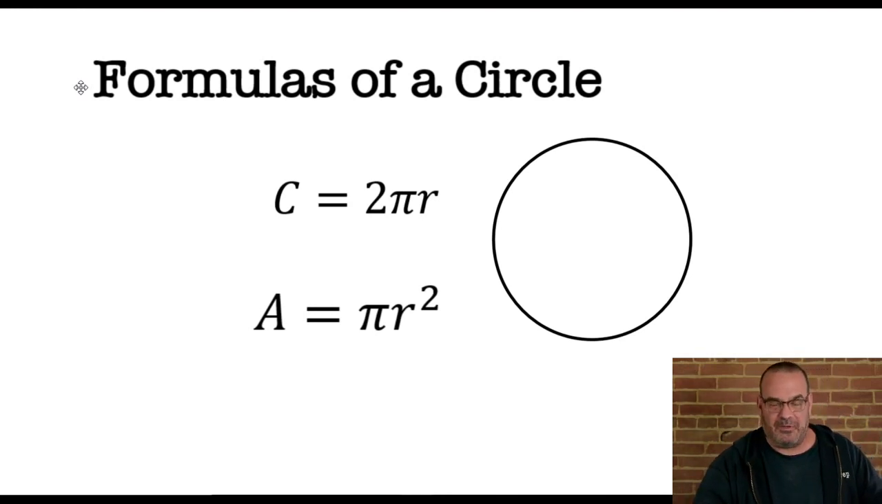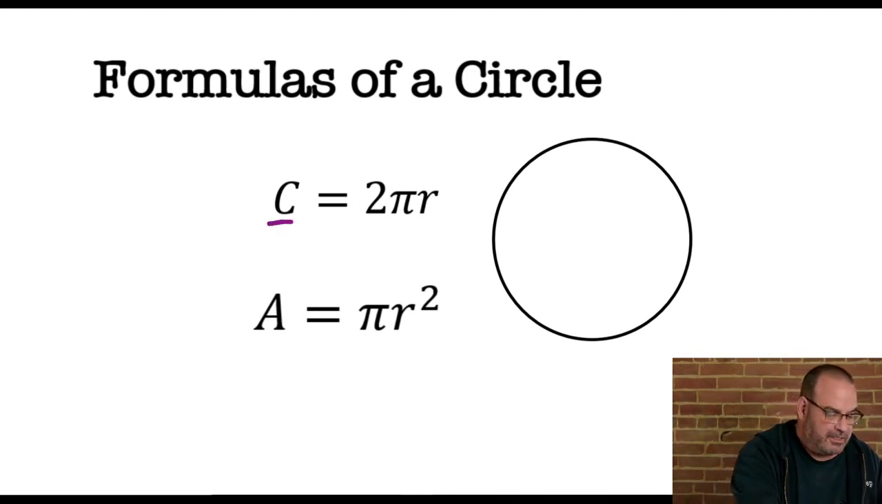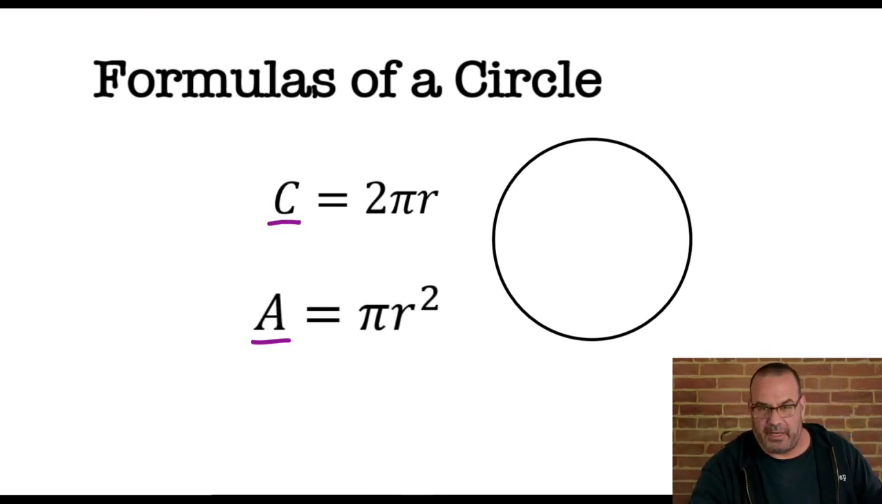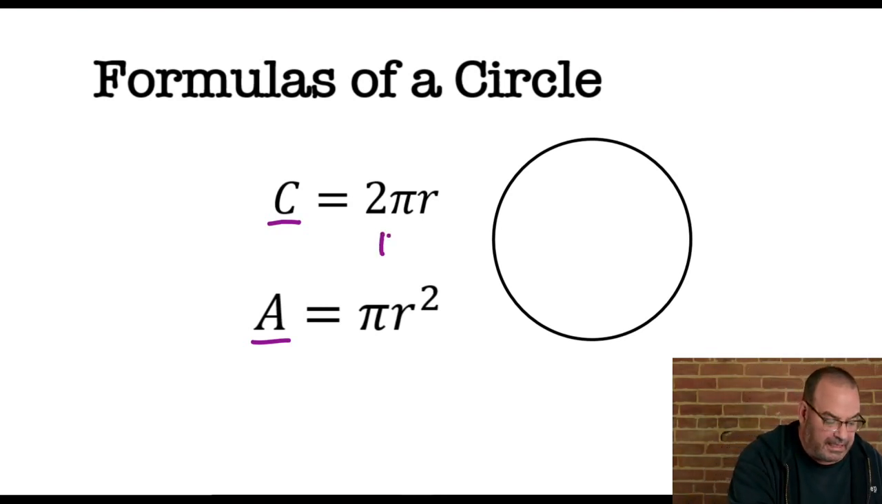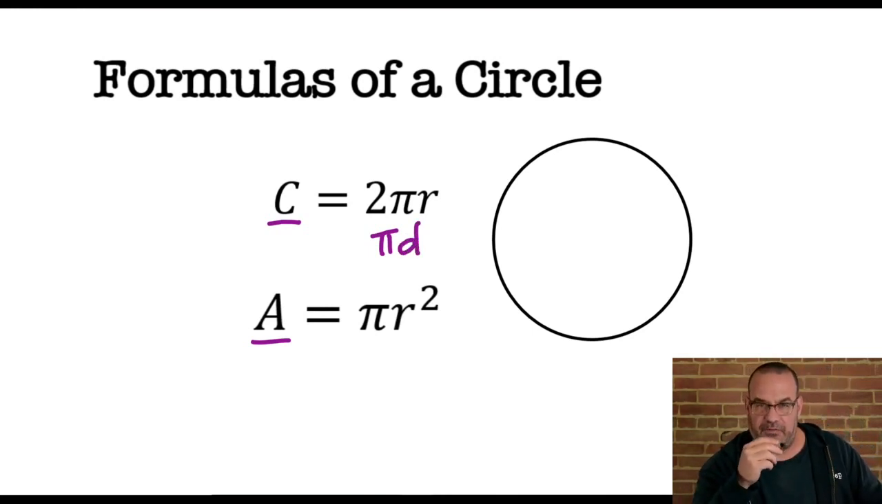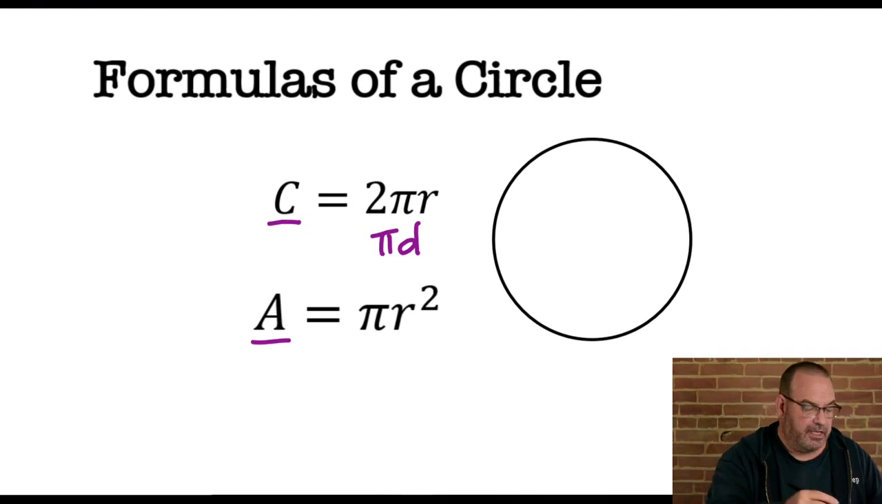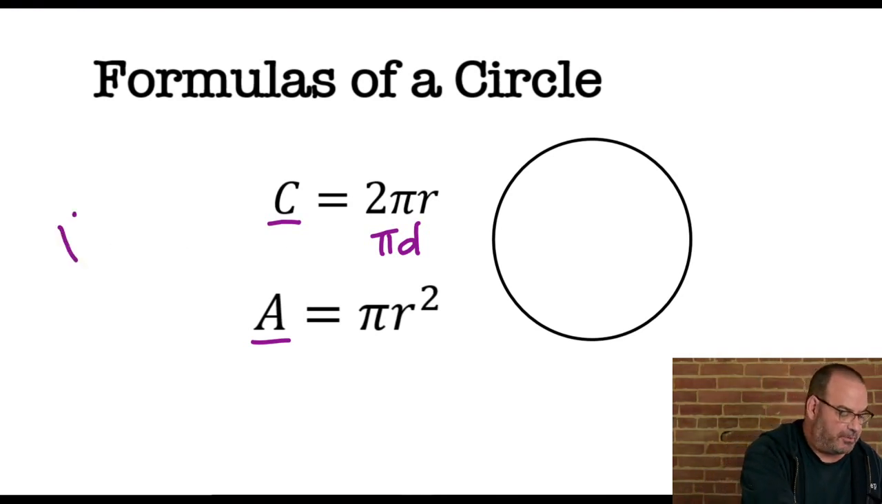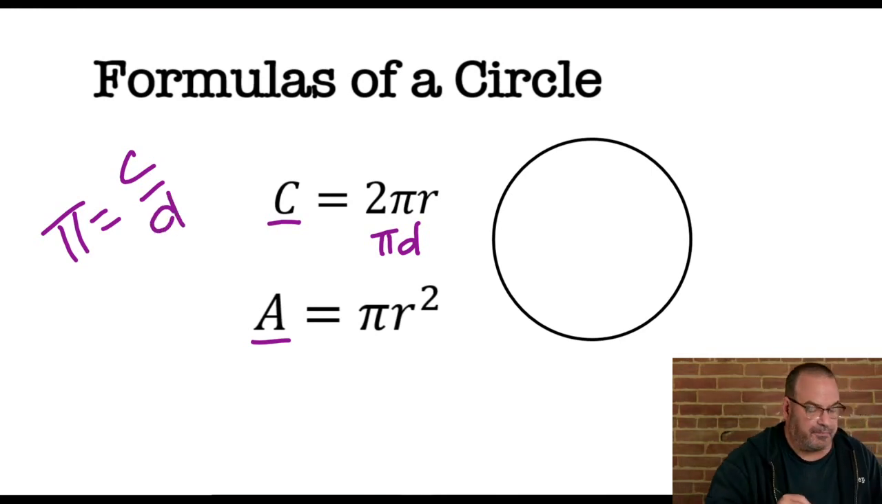All right, but the two most important ones are circumference and area. The circumference is 2 pi r or pi d. Pi is the ratio of circumference to diameter. So if we solved for pi, we would get pi equals circumference divided by diameter. Area is pi r squared.